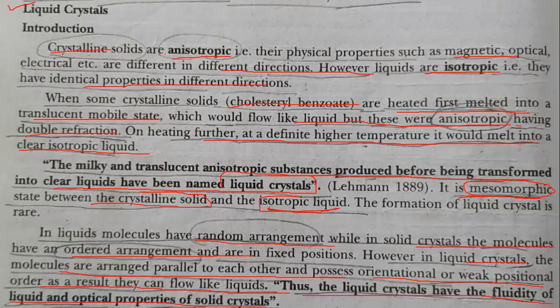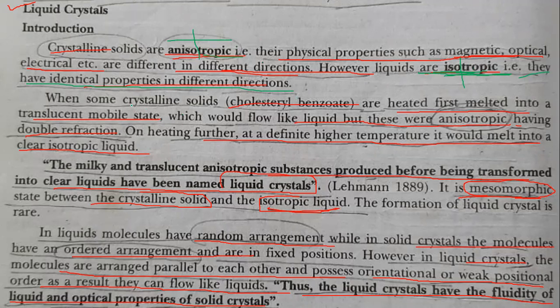So crystalline solids are anisotropic. What is anisotropic? Their physical properties such as magnetic properties, optical properties, electrical properties are different in different directions. And for isotropic liquids, properties are the same in all directions. This is the difference between isotropic and anisotropic. Iso means similar, tropic means properties. Here aniso means dissimilar properties. With different directions, the properties appear different, but in isotropic the properties appear the same from all directions.